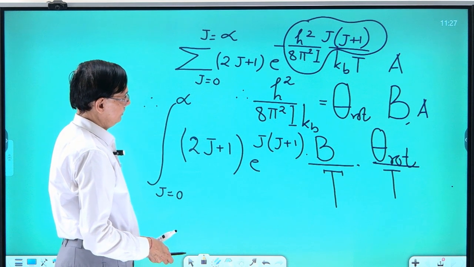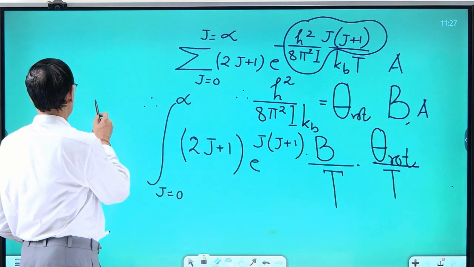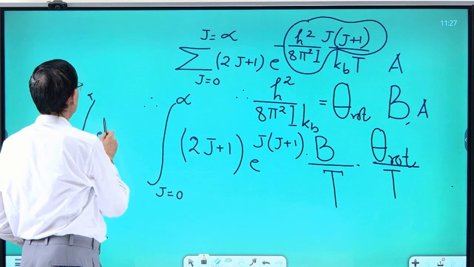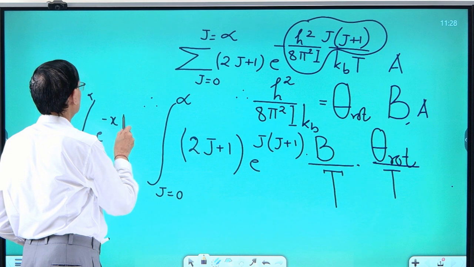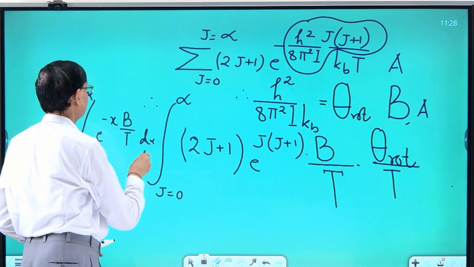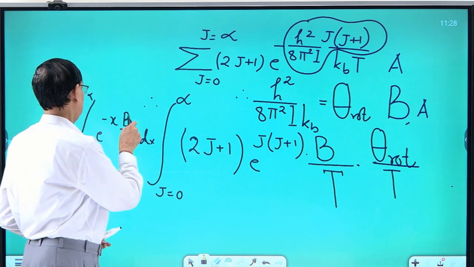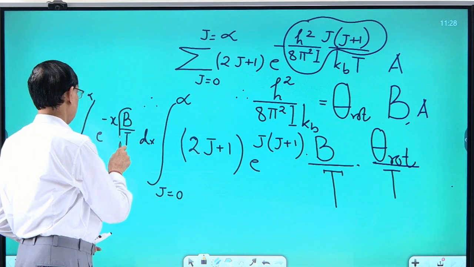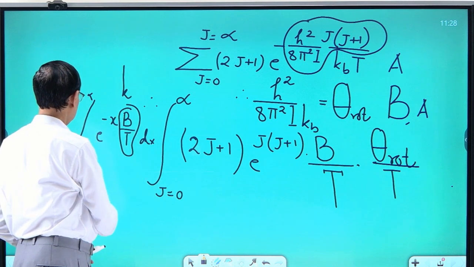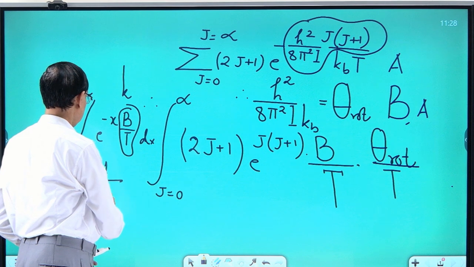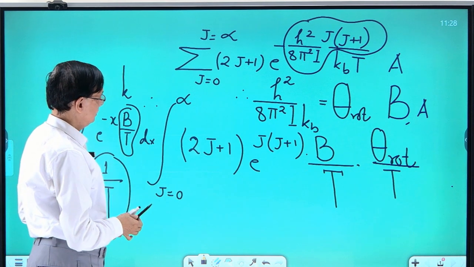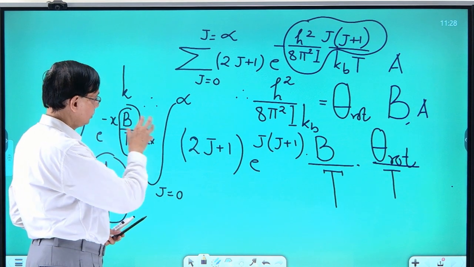Now, you all know that this is a very simple integration. If I write e to the power minus beta by t x dx, and suppose in place of beta by t I have written here k, what is the result of this? 1 by k. I will show you those things later on, but just how do I solve these things?